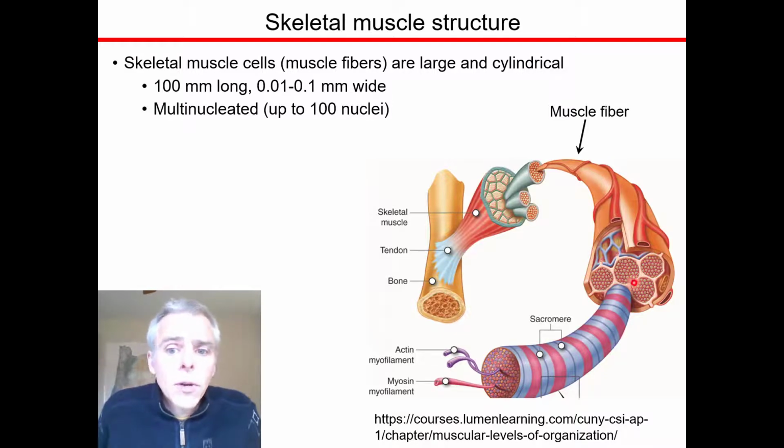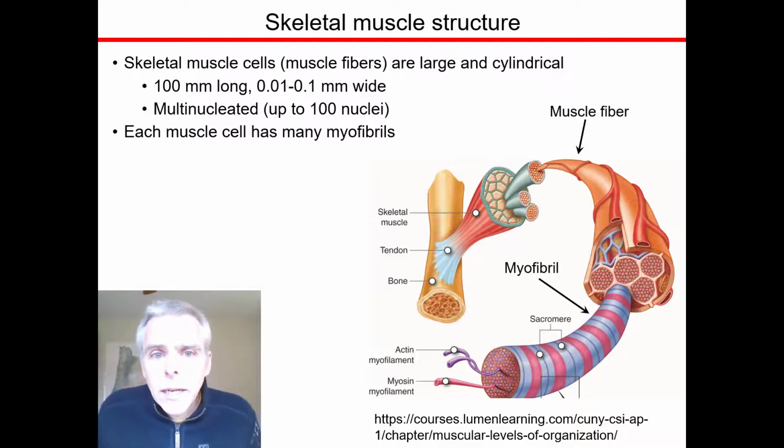There's up to 100 nuclei in each of these muscle fibers, and they become multinucleated by going through the process of mitosis, but they don't go through cytokinesis. So the chromosomes double, they create more nuclei, but they don't then pinch off the cytoplasm to create unique cells. So we have these multinucleated cells that form the muscle fibers.